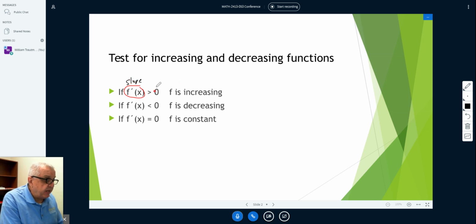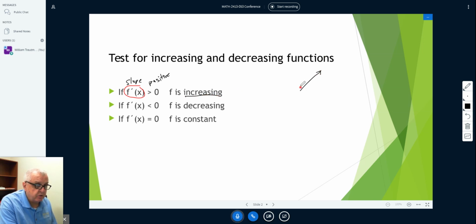So when the slope is greater than zero, in other words, when the slope is positive, anything greater than zero is a positive number, you have an increasing function. Here's a positive slope, and as you move from left to right, the function is increasing.